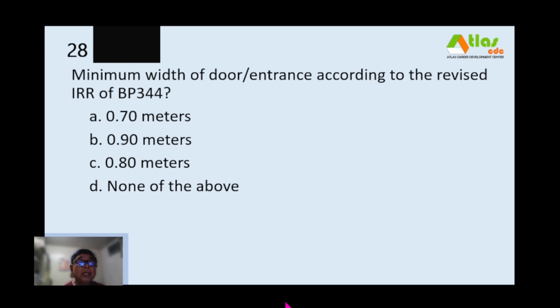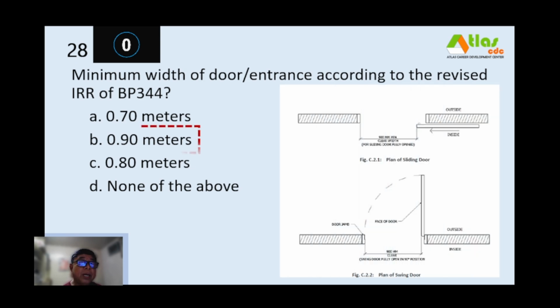So, number 28. Minimum width of door entrance according to the revised IRR of BP 344. A. 0.70 meters, B. 0.9 meters, C. 0.8 meters, and D. None of the above. And our correct answer is letter B, 0.90. So, ito na yung bago ngayon. 0.90 na ngayon ang clear opening ng pinto.